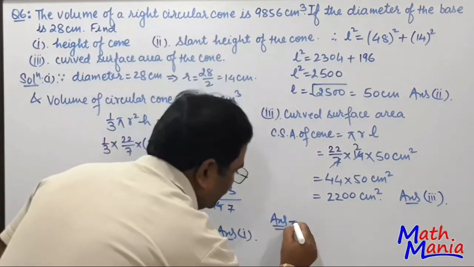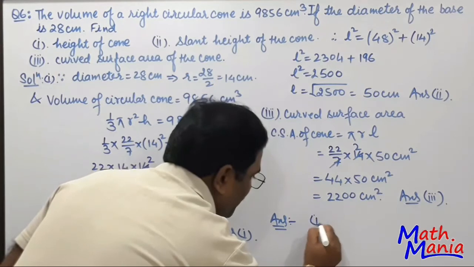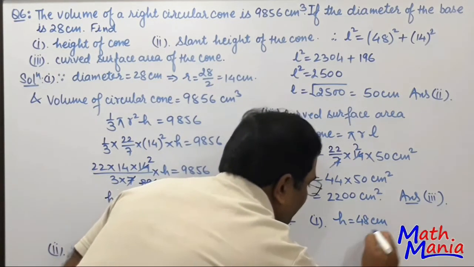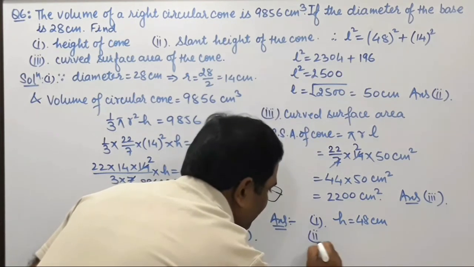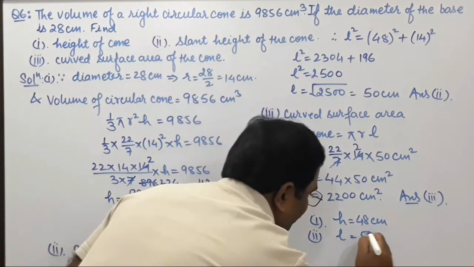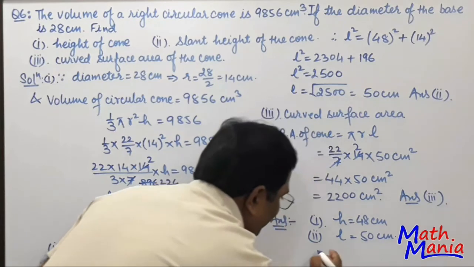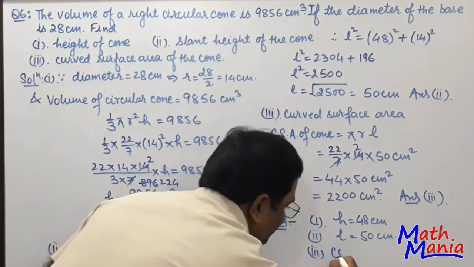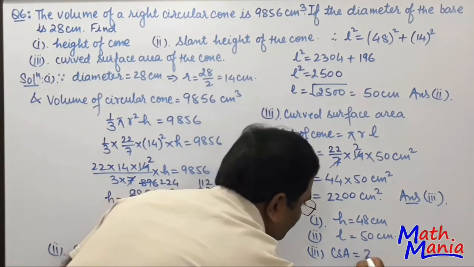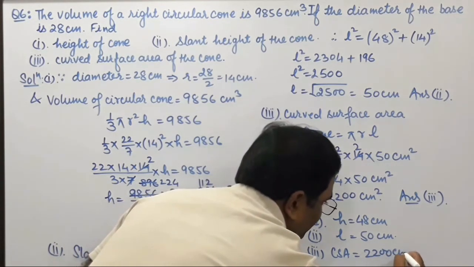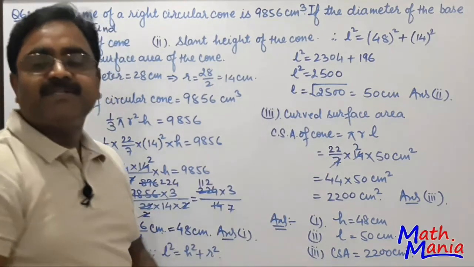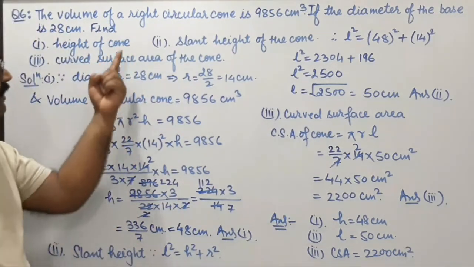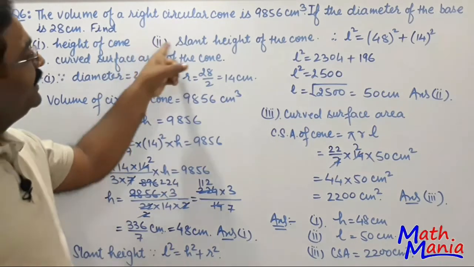So we need to write down the answer of each and every part. First part: height is equal to 48 centimeter. Second part: slant height L is equal to 50 centimeter. And third part: curved surface area is equal to 2200 centimeter square. Right friends, one after another, each part was connected to the other.